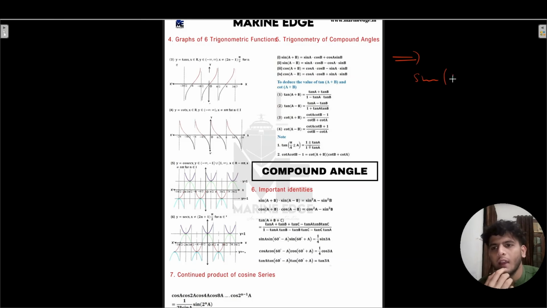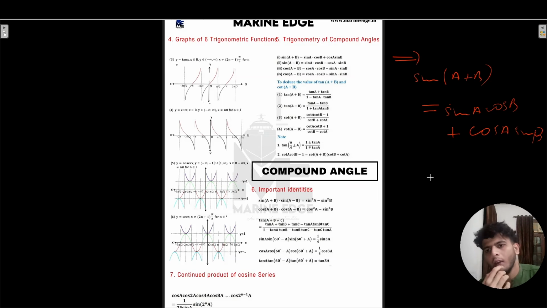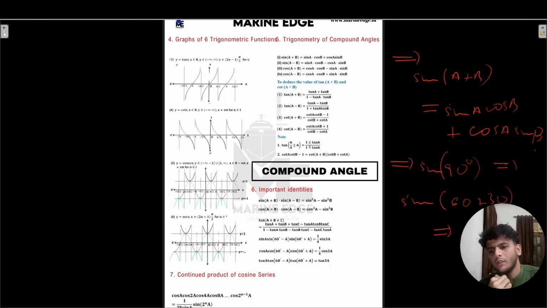If I want to take sine A plus B equals sine A cos B plus cos A sine B, now I have to find the value of sine 90 degrees. Everybody understands that the value of sine 90 is always 1, but it can be written like this also, that is sine 60 plus 30. So this can be sine A cos B plus cos A sine B. I think you guys can understand this this way: sine A plus B equals sine A cos B plus cos A sine B.